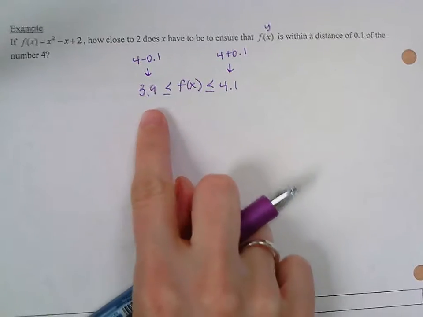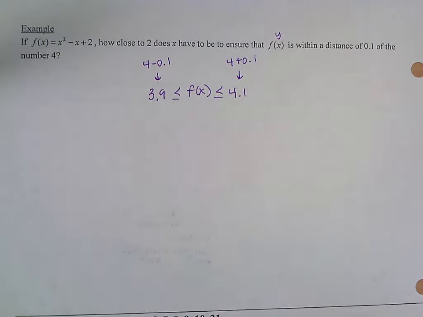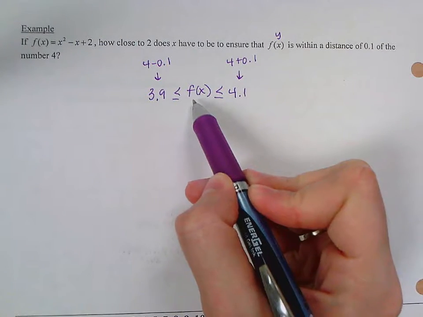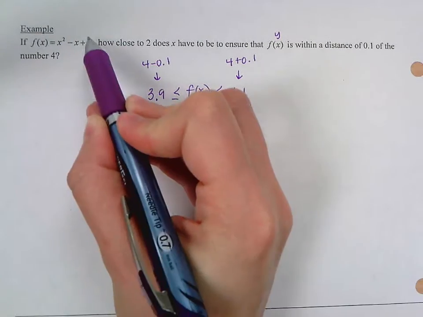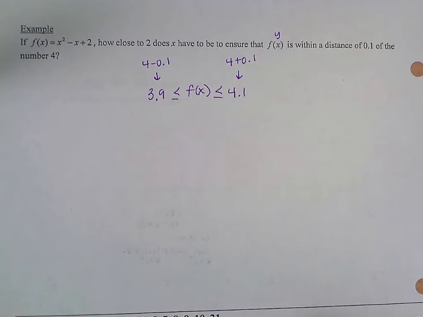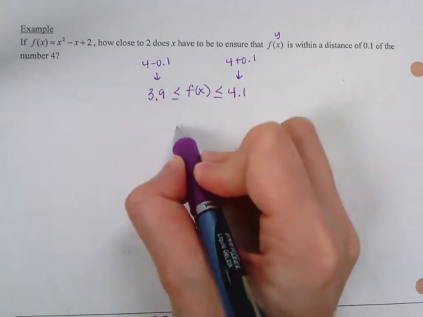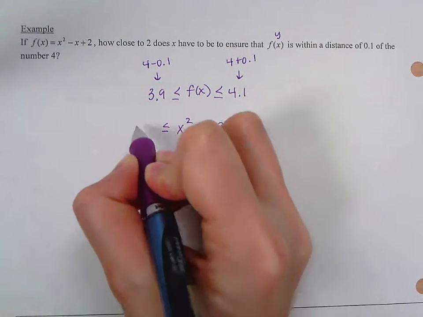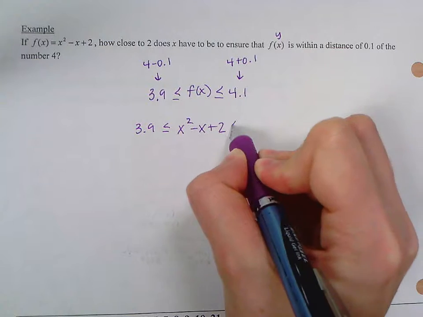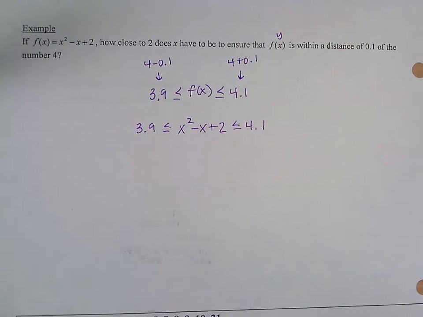And then if I add 0.1 to 4, the y value would be 4.1. Okay, so I'm trying to solve this inequality, figure out what range of x values I have so that the y values are within a certain range. So I'm going to substitute in the expression for f of x, x squared minus x plus 2. So this means x squared minus x plus 2 has to be within 3.9 and 4.1.